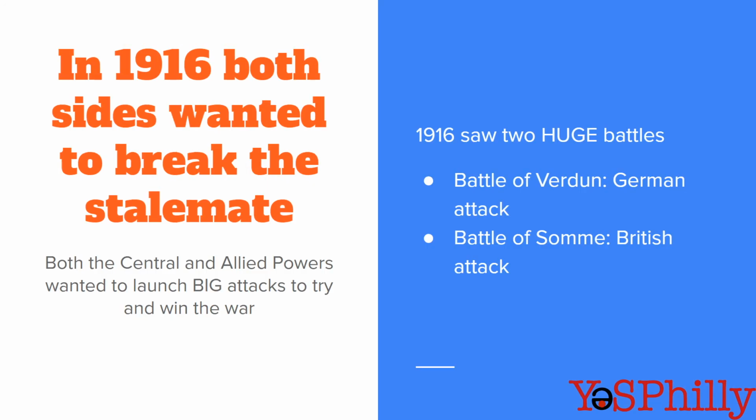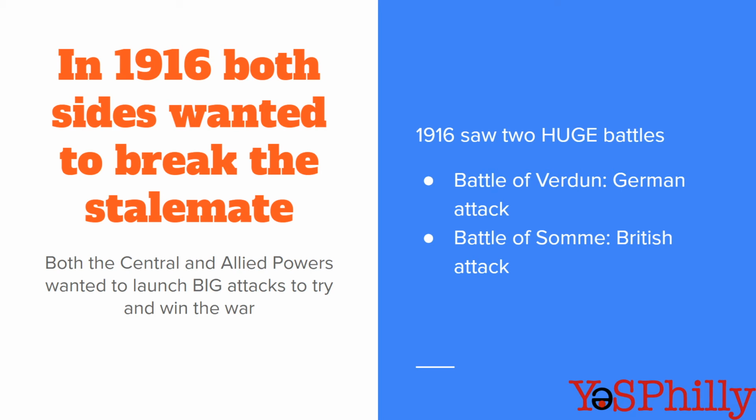All right. Both battles we're going to look at are in 1916. Okay? In 1916, they've been fighting for 2 years. Both sides, the Central Powers and the Allied Powers, wanted to launch big attacks to try to win the war. Millions of men are dying. Their economies are ruined. Everything is just horrific and horrible.